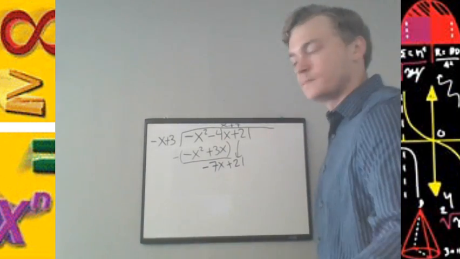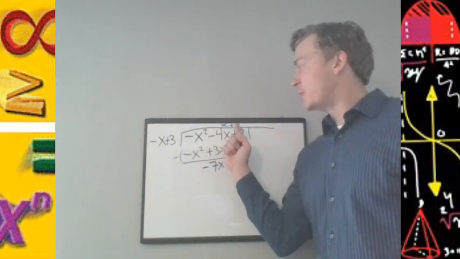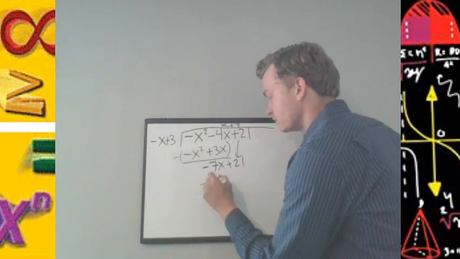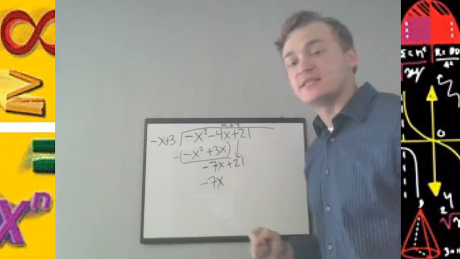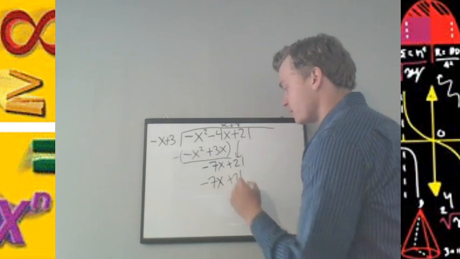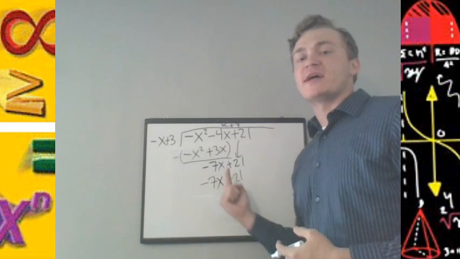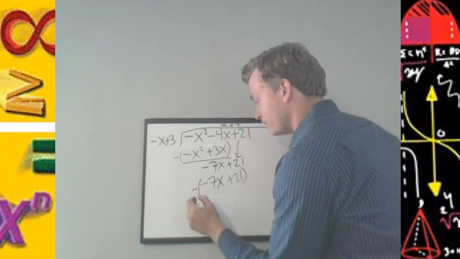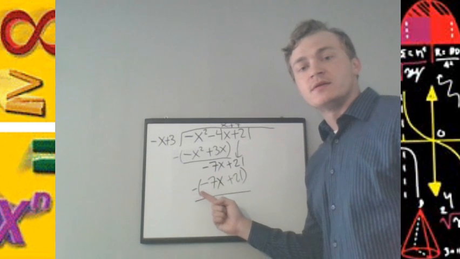This positive 7, we will multiply to our divisor. Positive 7 times negative x is negative 7x. A positive 7 times positive 3 is positive 21. We need to subtract. Division is repeated subtraction, so we need to subtract to see if there's a remainder. Negative 7x, subtract negative 7x.